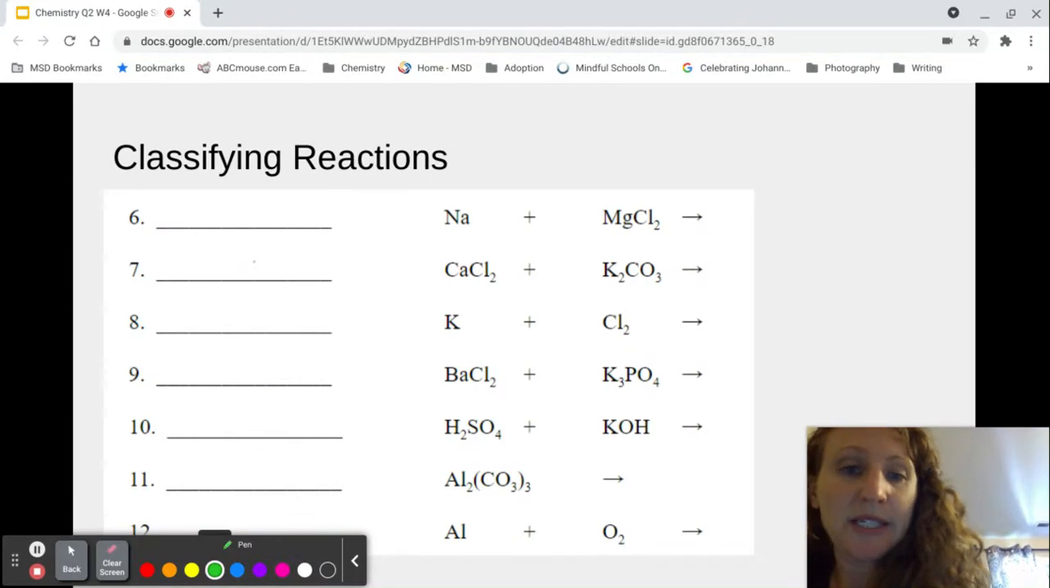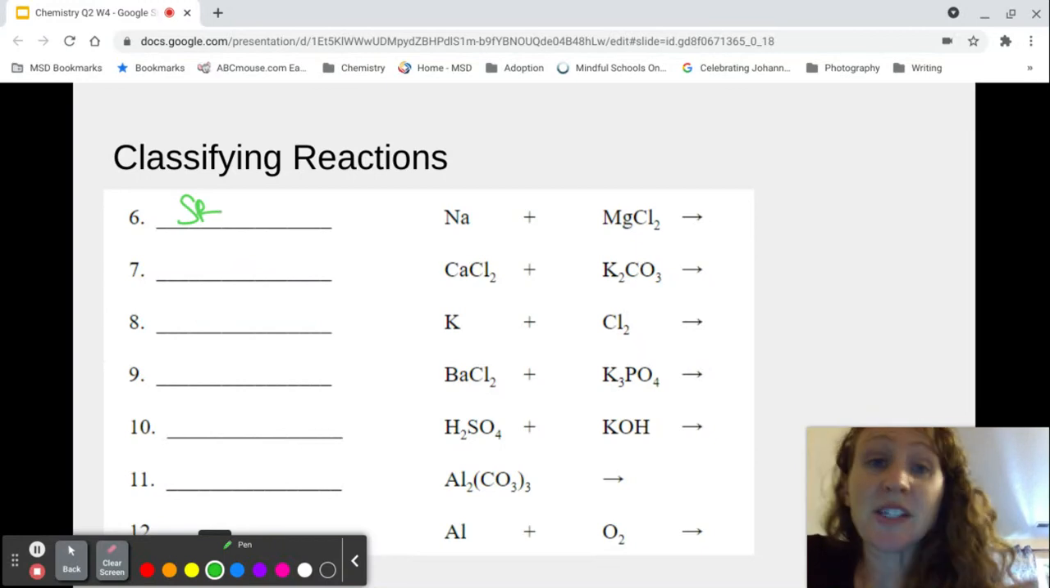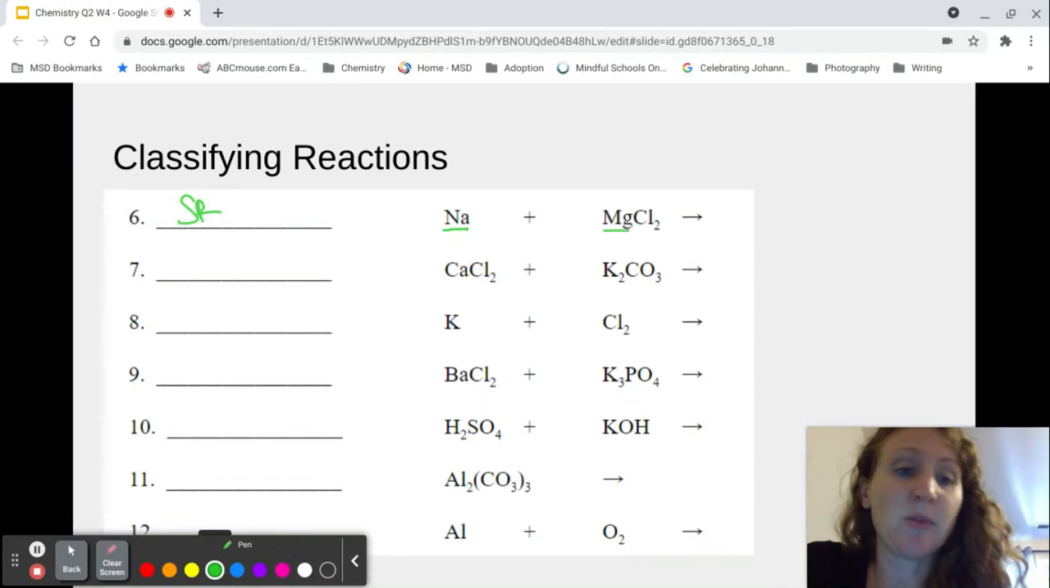All right, let's go through some of these together. So this first one we decided was single replacement. Just like the example we just did, the metal and the metal are going to switch places. So my new element I'm going to get out is magnesium. Magnesium is not one of my diatomics, so I just write Mg.